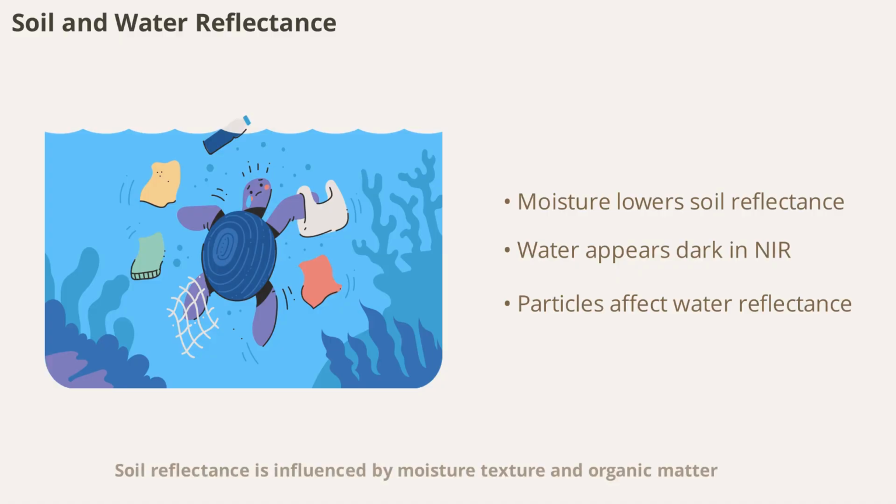Soil reflectance is influenced by moisture, texture, and organic matter. Dry soils reflect more energy, while wet soils show dips in reflectance due to water absorption. Water itself reflects little energy, especially in the near-infrared, making it appear almost black in those images. The presence of particles in water affects its reflectance, and only surface water is typically detected by passive sensors.